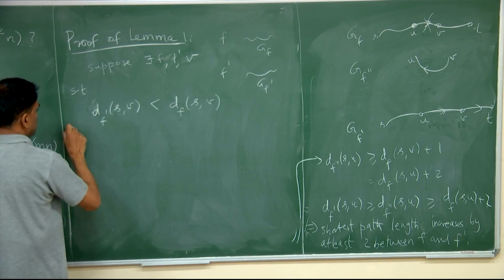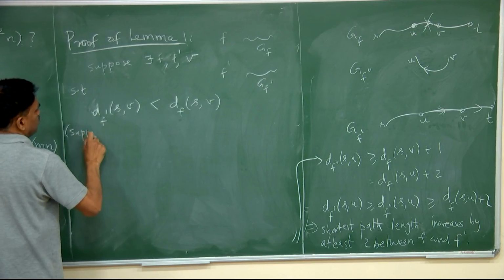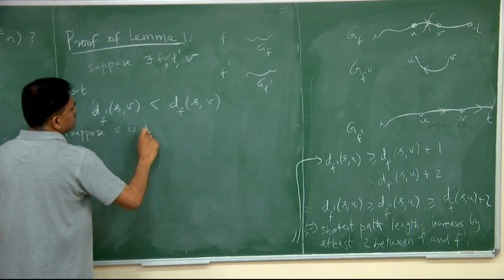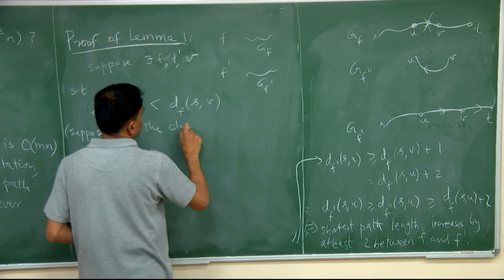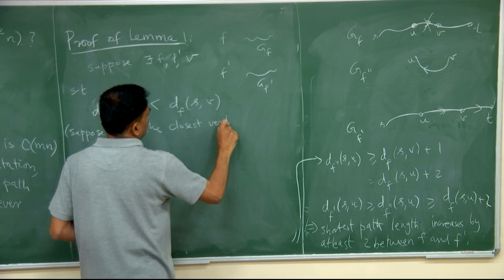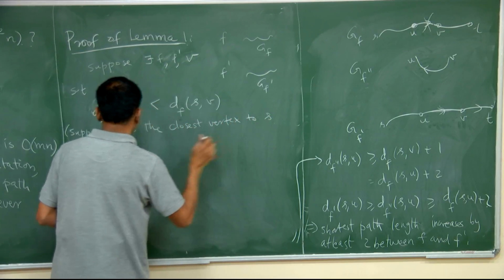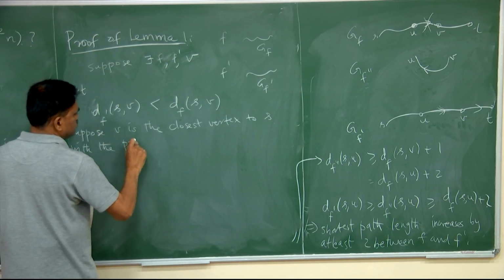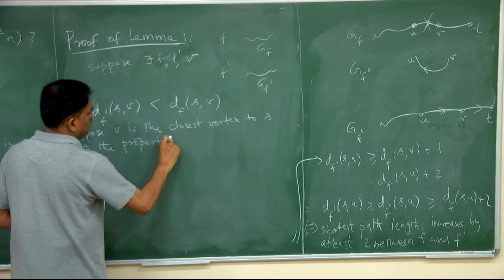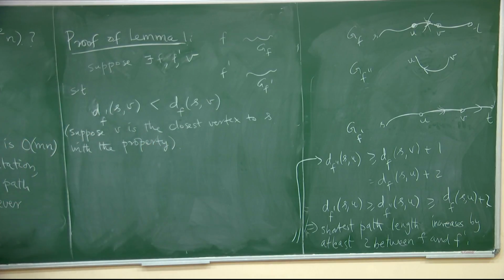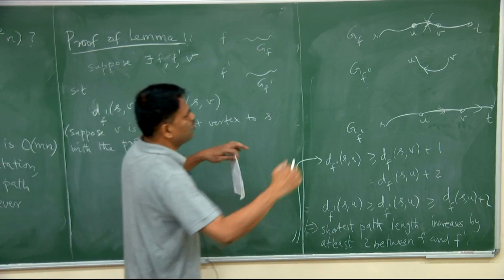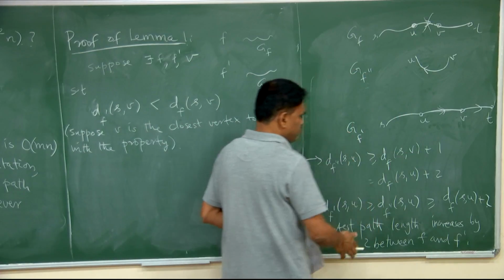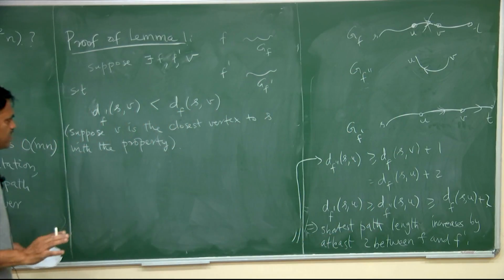And suppose V is the closest vertex to S with that property. So we'll arrive at a contradiction. It will be very similar to before: you need to flow this way and use some properties of shortest paths, and we'll get a contradiction.